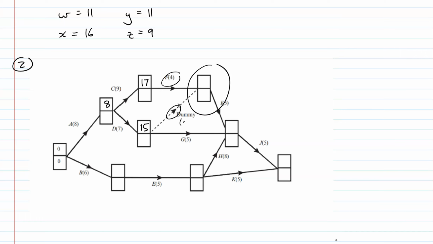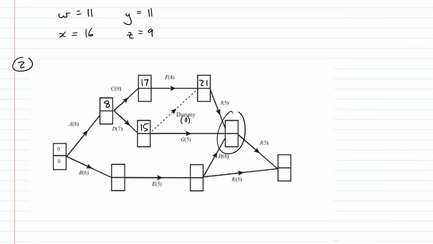F, the dummy counts for 0, remember. So 15 plus 0 is 15, so that's one option. 17 plus 4 is 21. Early event times, we pick the bigger one. There's no way I can start until F and this dummy, F and D, are done. And F is going to take the longer to finish because of C taking longer than D, and then F being on top of that as well. So it all has a knock-on effect.